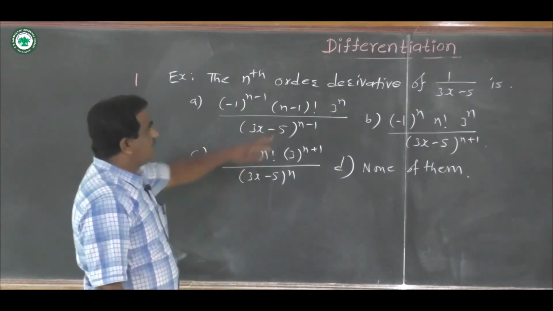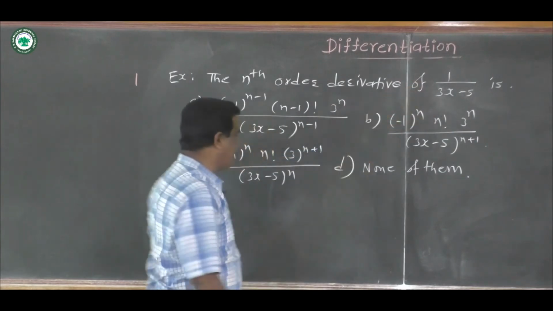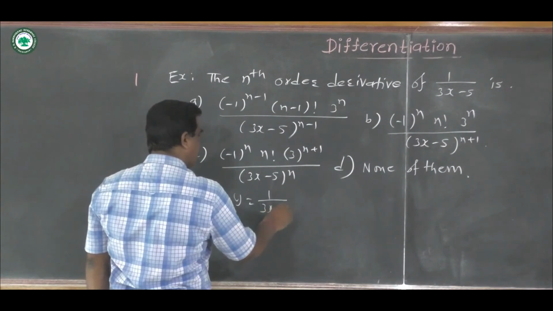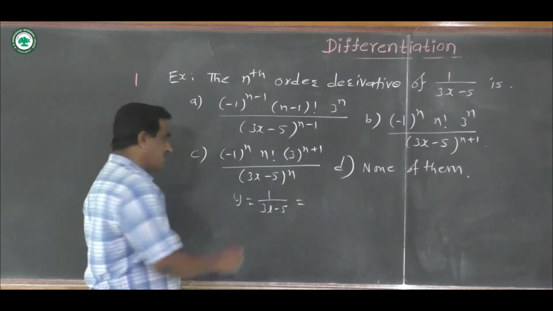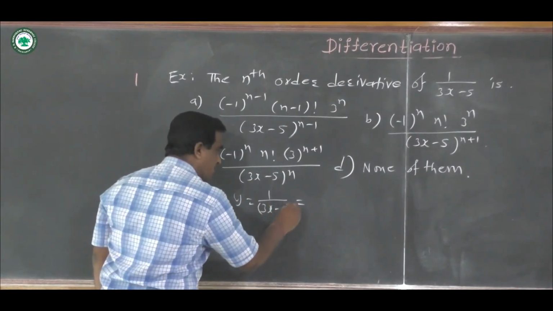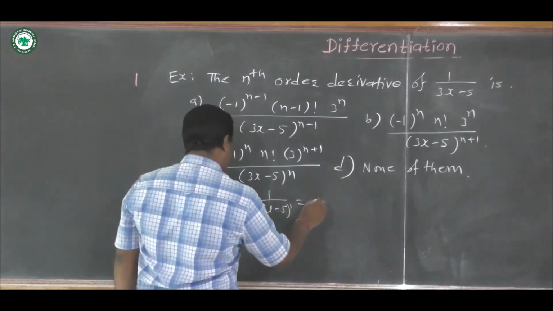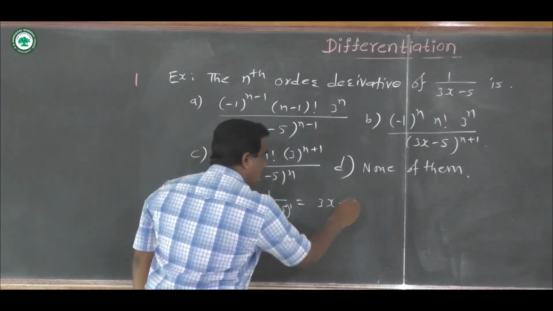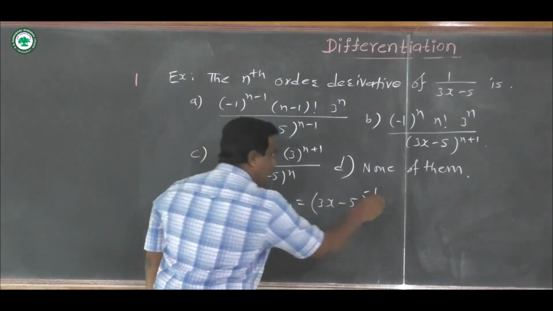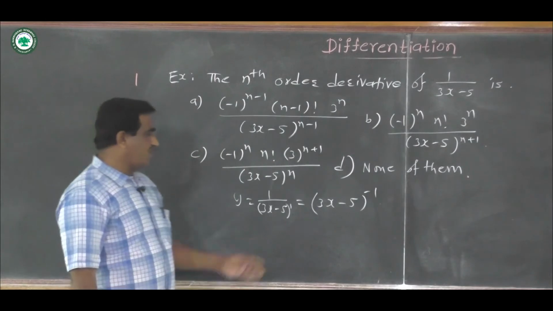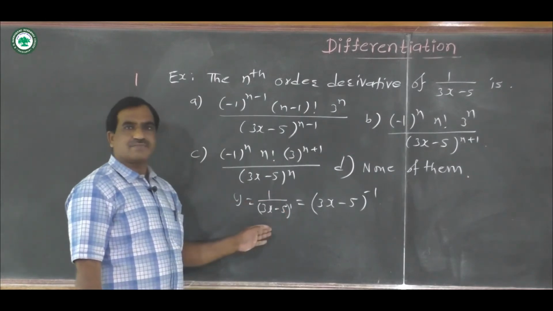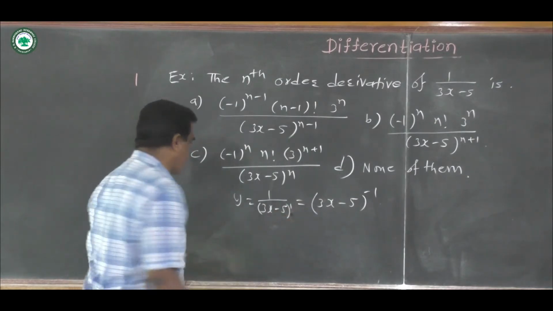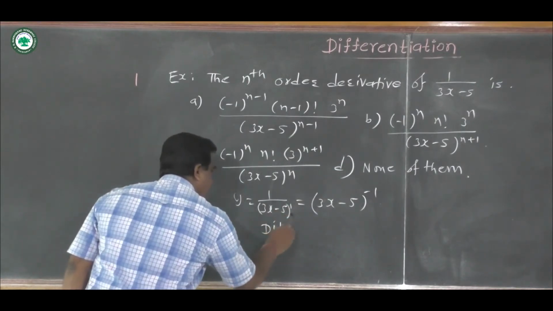Now consider this function as y. We can write y is equal to 1 upon 3x minus 5, that is, y is equal to (3x minus 5) raised to minus 1. Or we can use the formula for the derivative of 1 by x, which is minus 1 upon x square. Now we can differentiate with respect to x.